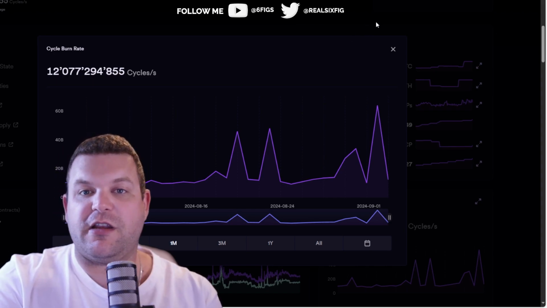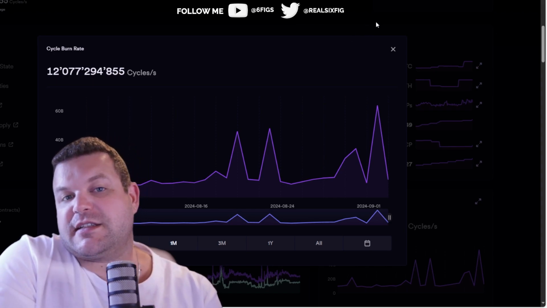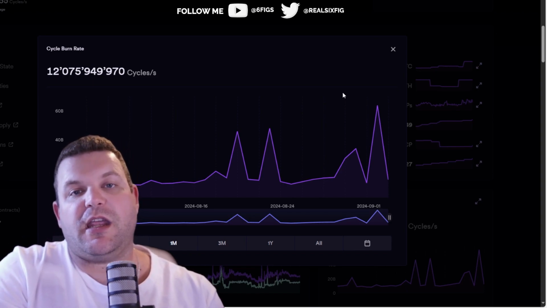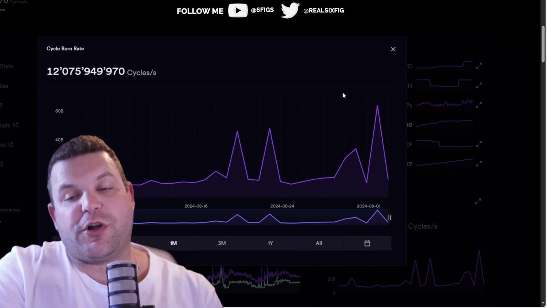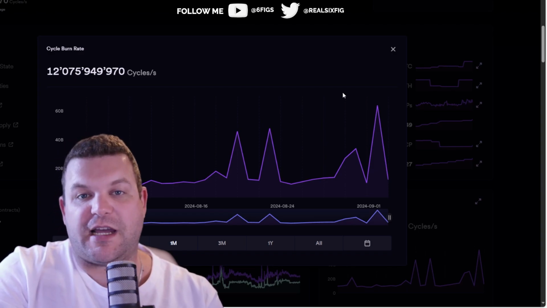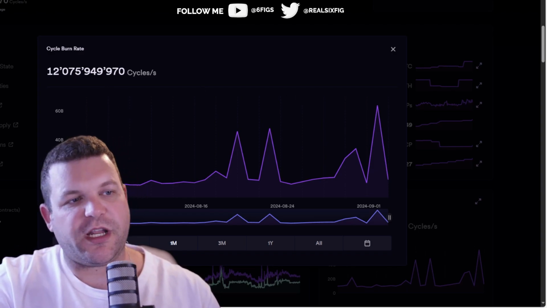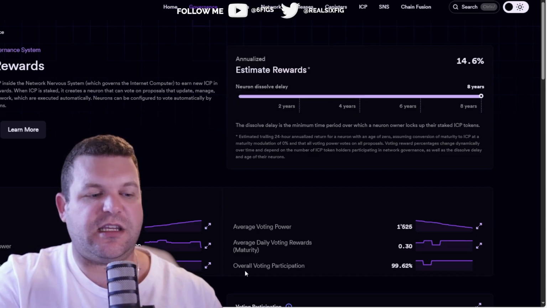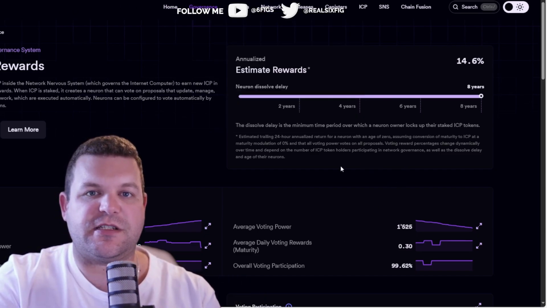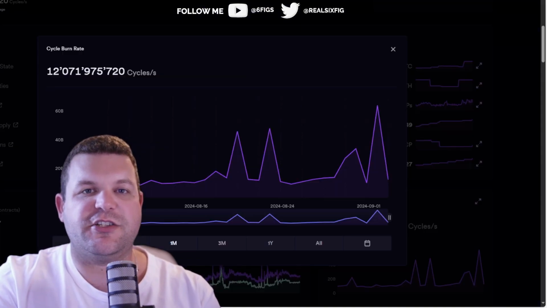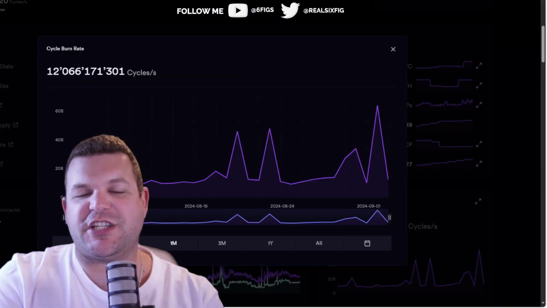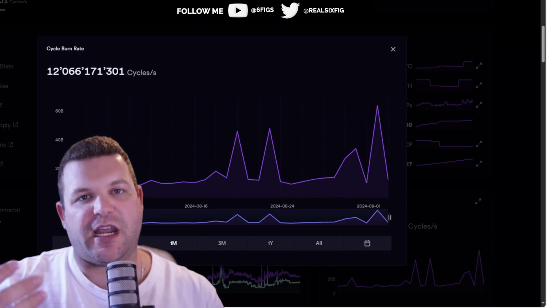So in theory, as these cycles get burned, it will go ahead and burn ICP in the process. And we're going to get into what it would take to basically get ICP into a deflationary setting in just a moment. But really, I just want to touch on the canister side of things.